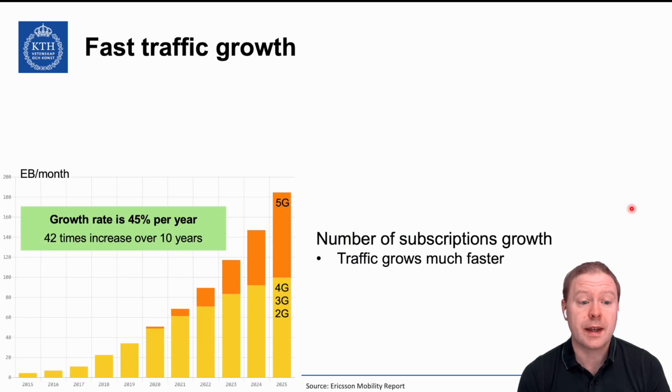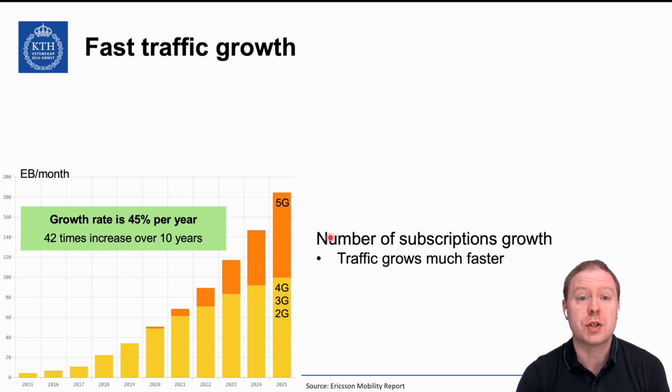Here's another way of looking at that fast traffic growth. So this is data from the Ericsson Mobility Report, which is showing the number of exabytes per month that is sent over different wireless technologies. 2G, 3G, 4G, that is the yellow bars here, and then adding 5G over time is the orange bars. And what we can see here, according to their predictions, over the next few years, we will see a traffic growth of like 45% per year, which is even faster than the Martin-Cooper law from the past. And it shows that we are increasing the amount of data traffic in our networks by 42 times over 10 years. And this is created by a number of different things.